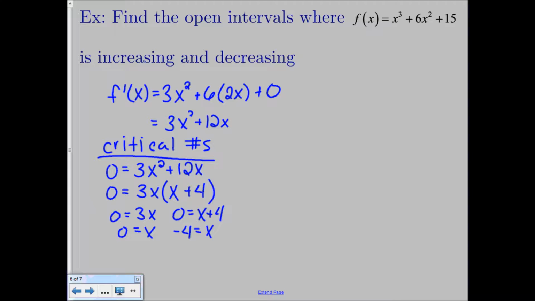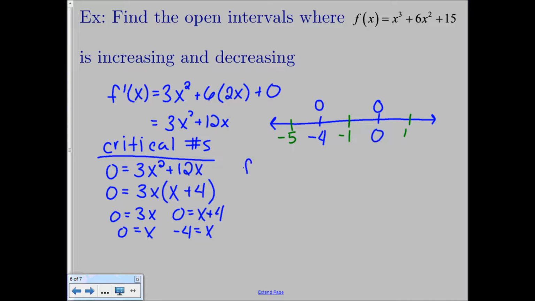So again, we're going to go ahead and set up that sign chart, find our test values, and then plug into our derivative. So I have critical values at 0 and negative 4. Remind myself that the derivative is 0 there. Okay, so now let's pick some test values. We need one to the left of negative 4, one between negative 4 and 0, and one to the right of 0. So negative 5 seems like a good option. Maybe plug in negative 1, and maybe positive 1. Now let's do the math.